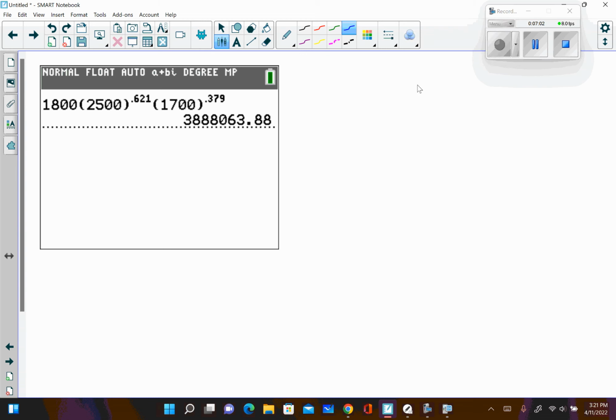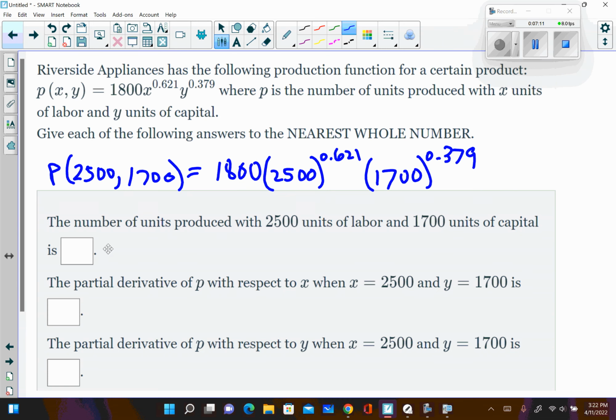And we're going to round this to a whole number. I'm going to say it's 3888064 in this box. We're going to put 3888064.